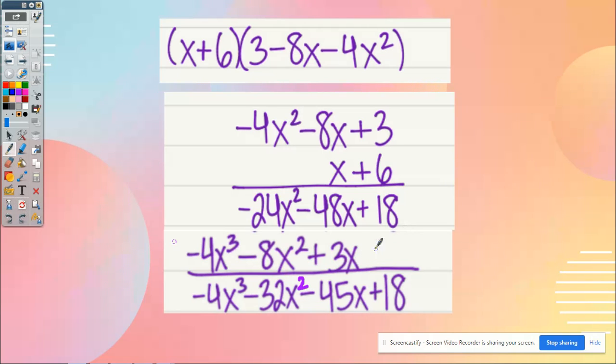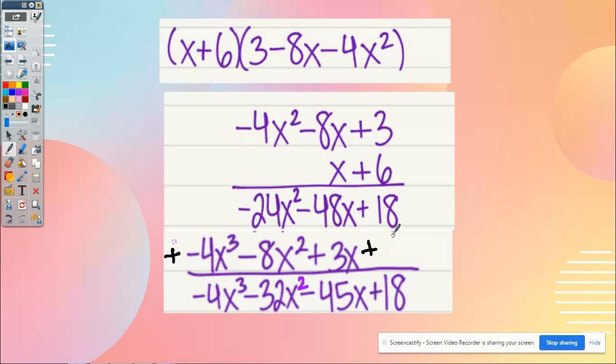So I'm going to put my placeholder 0, and I'm going to take the x and multiply it by 3 to get positive 3x. Take my x, multiply it with negative 8x to get negative 8x squared. And then x times negative 4x squared makes negative 4x cubed. All right, so now that I'm done with that, I am ready to add.